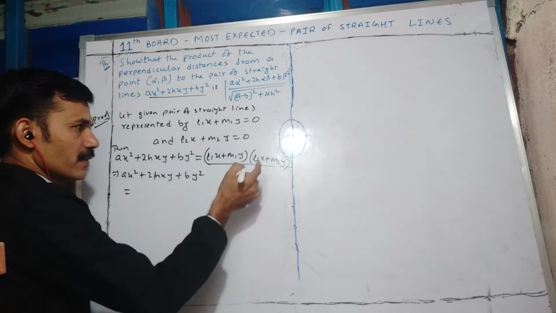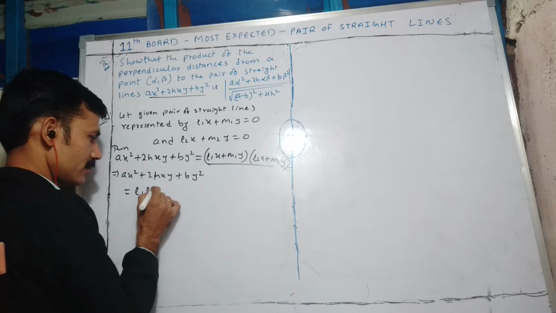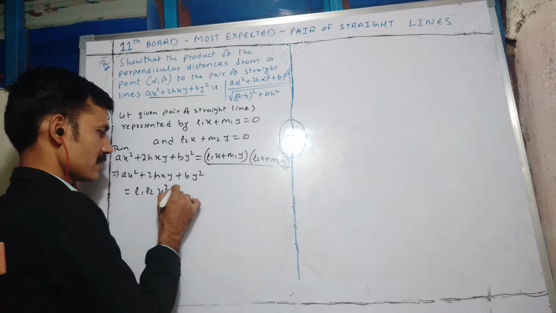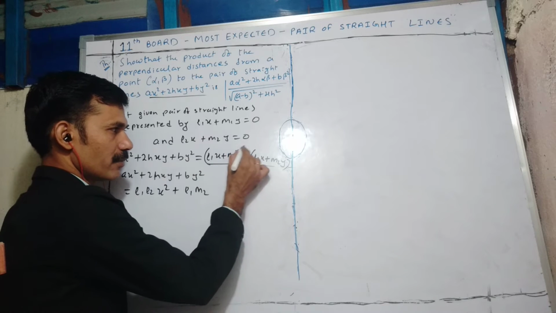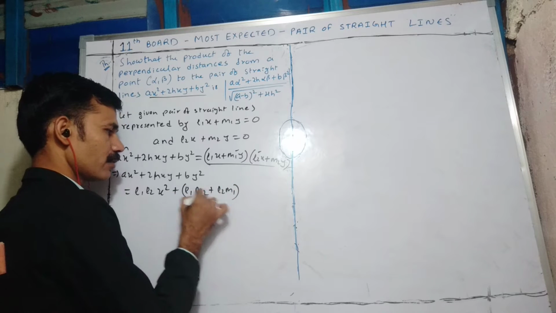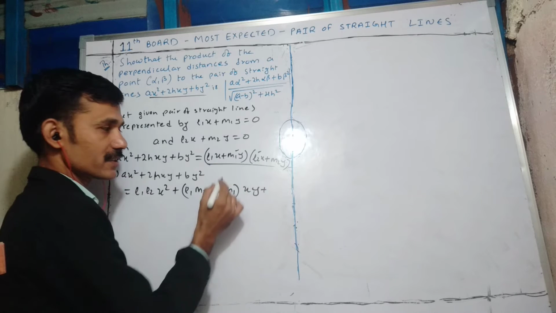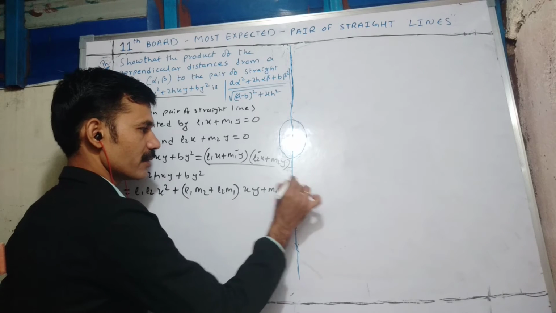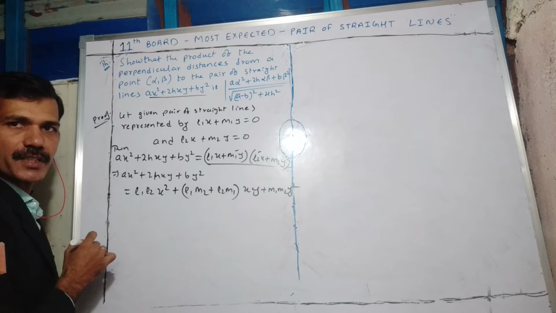That side see, if you multiply L1x with L1x, L1 L2 x square we will get. Okay, next if I multiply this, L1 M2 xy I will get. If I multiply these two, L2 M1 I can write, that will be the coefficient of xy, and if I multiply these last two terms, M1 M2 y square I am going to get. Okay, now compare the coefficients.